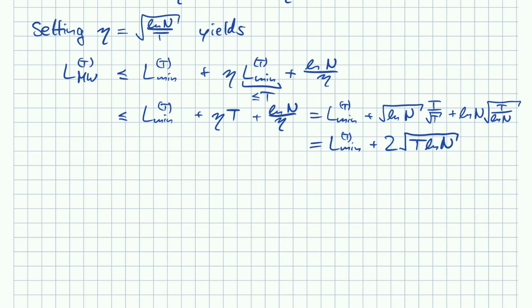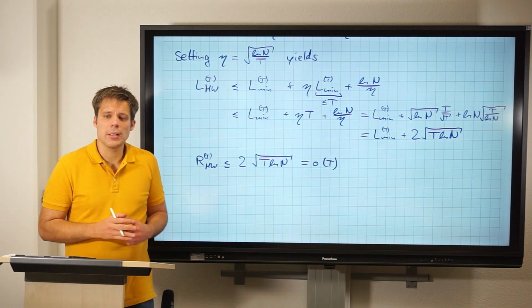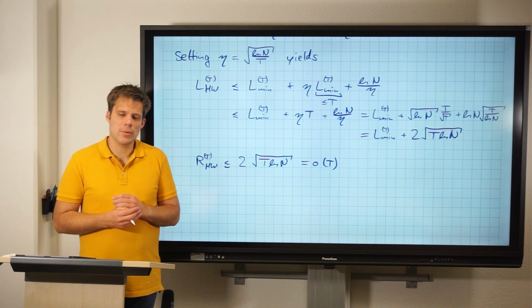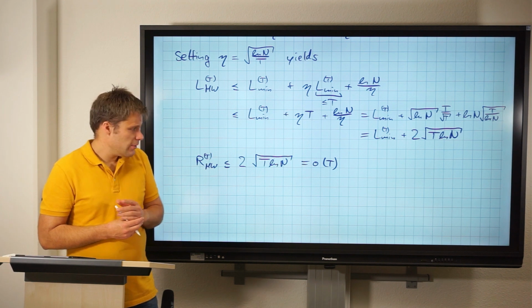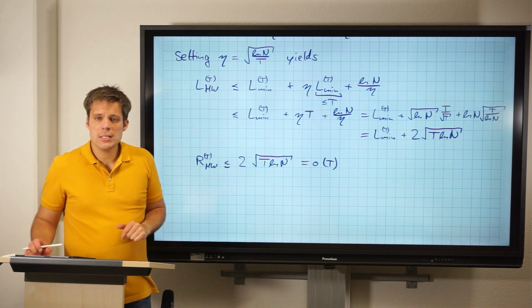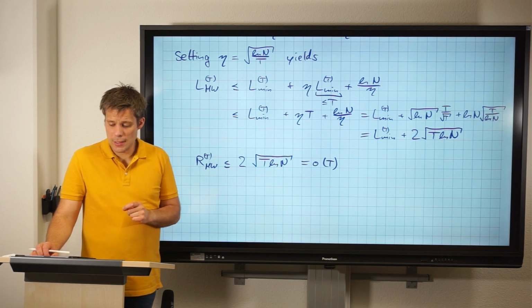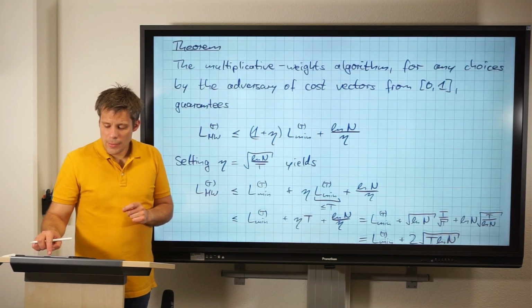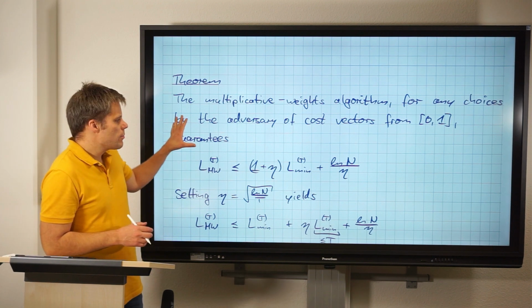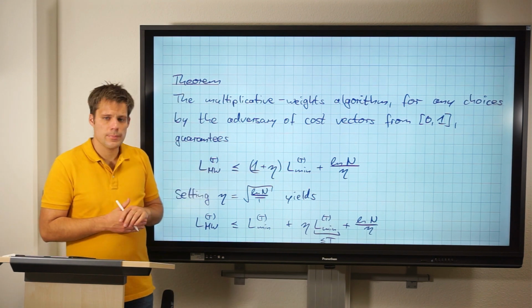Which means we have a no-regret algorithm. Because what's the regret that we're getting here? This will be at most 2 times square root T times ln n. And this clearly grows sublinear for a fixed number of strategies. So if we are able to show this guarantee, then we definitely have a no-regret algorithm, which means all we have to do is proving this bound here.